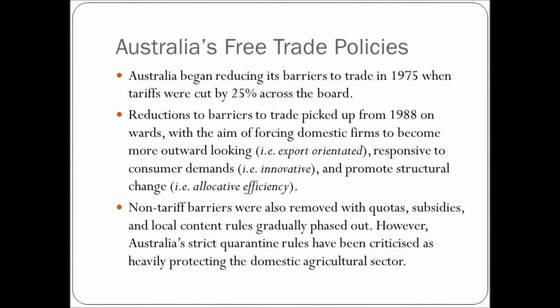Moving on, reductions to barriers to trade picked up from 1988 onwards, with the aim of forcing domestic firms to become, and here are the three different descriptions you can use for it, more outward looking, so more export orientated, more responsive to consumer demands, so more innovative, and to promote structural change. And there we're talking about allocative efficiency.